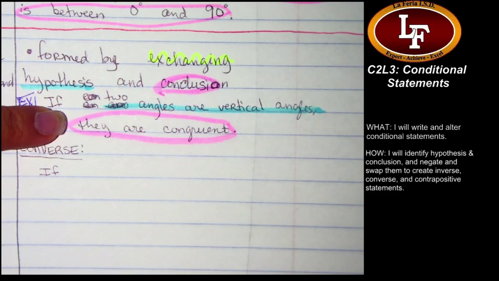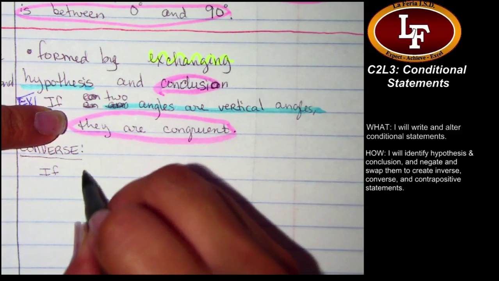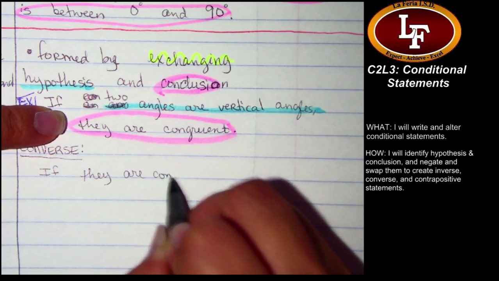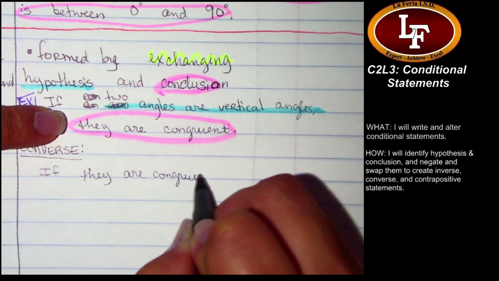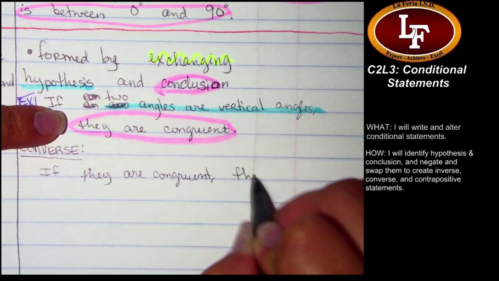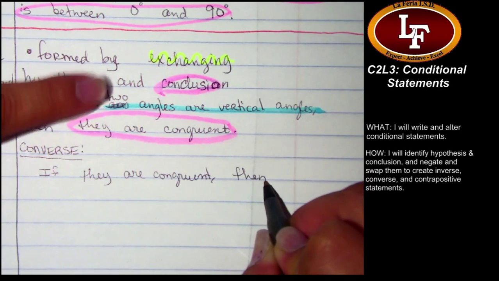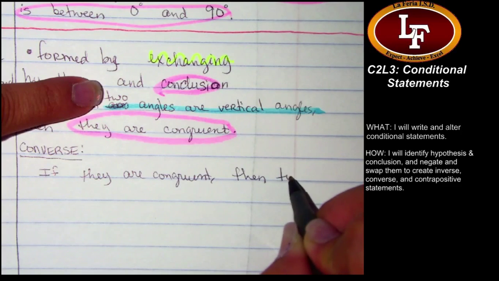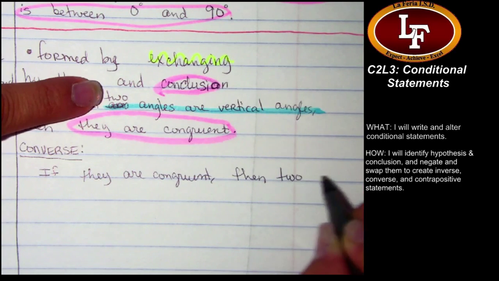Start with the conclusion. Yes, sir. If they are congruent, then the two angles are vertical angles.